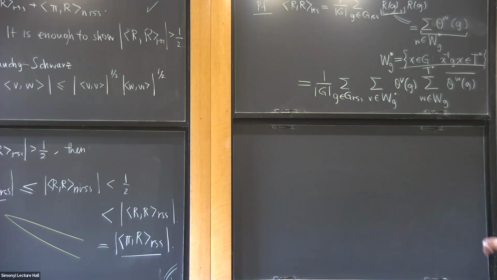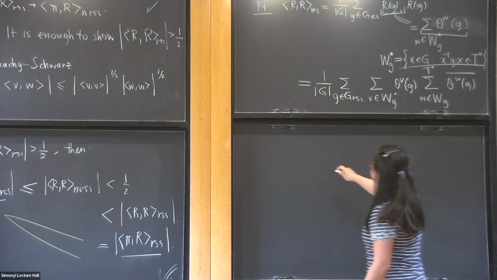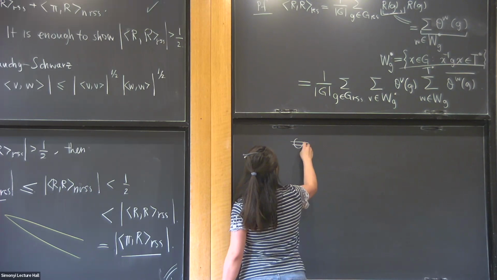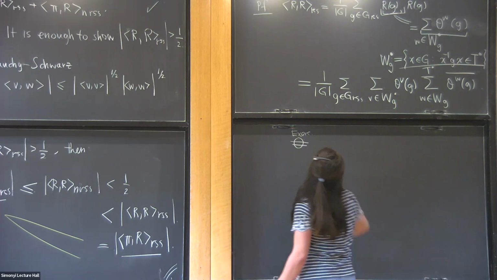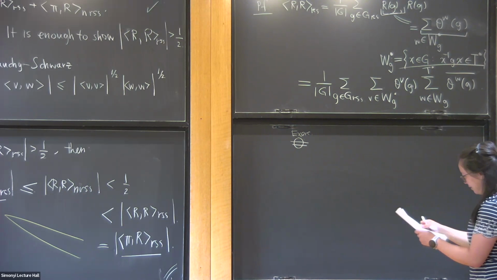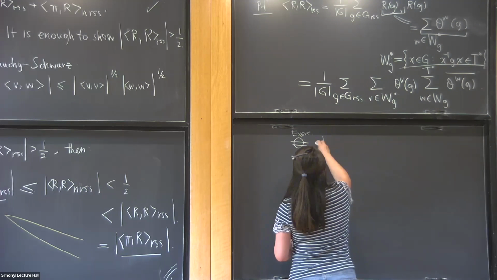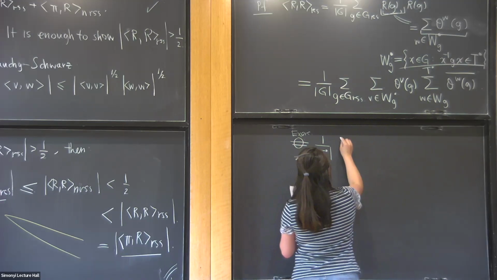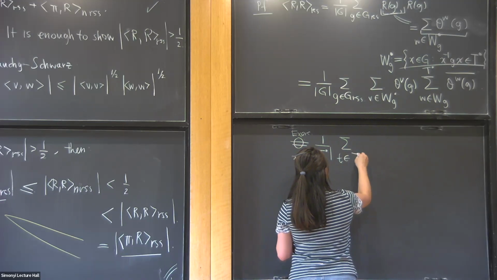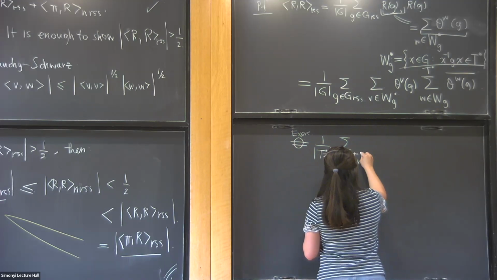Okay, now I make a jump that you will have to justify. This is the exercise. It's a calculation, and it says that this thing actually simplifies to this here.